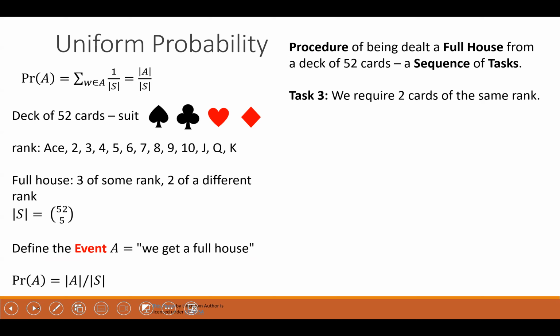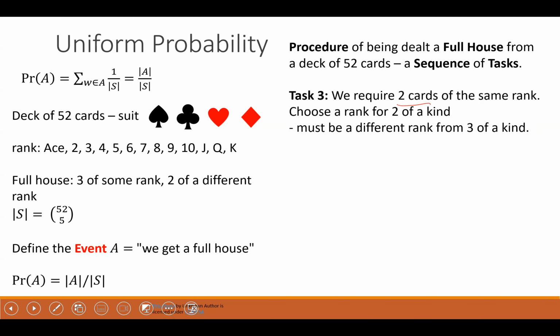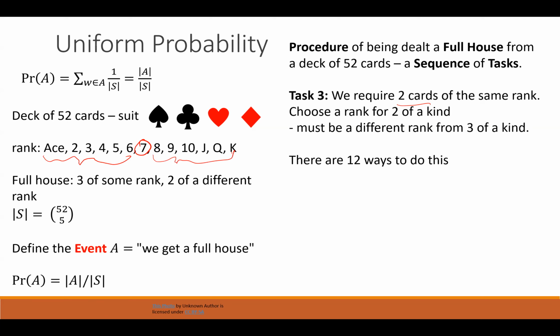Okay, so I've got my 3 cards. I've chosen the rank of my 3 cards, and I've chosen which of those cards to put in my hand. Now I'm going to find the 2 cards of the same rank. I can't choose the same rank as I chose before, which means for this task, I will have 12 ways to choose it, right? So let's say I chose 7 for my 3 of a kind. That means for my 2 of a kind, I have to choose from everything but 7, which is 12 ways to do that.